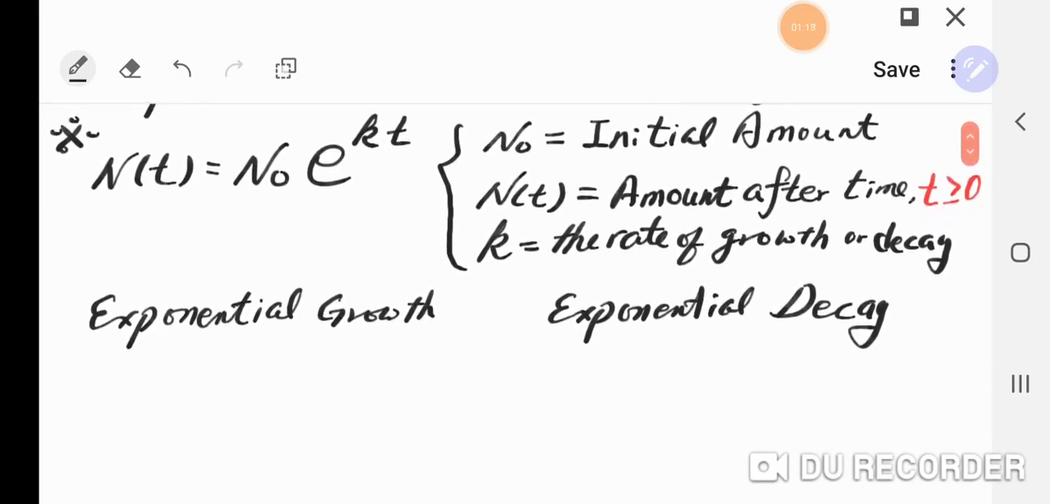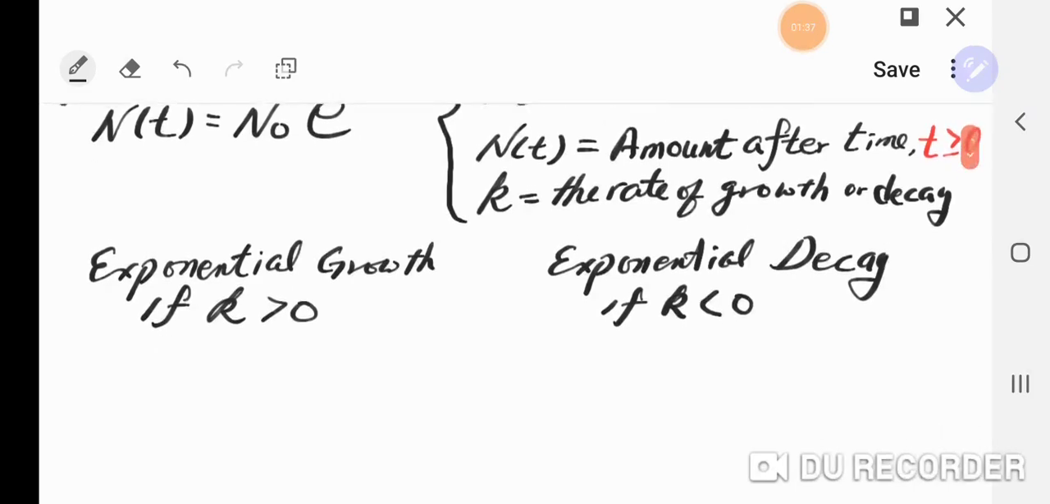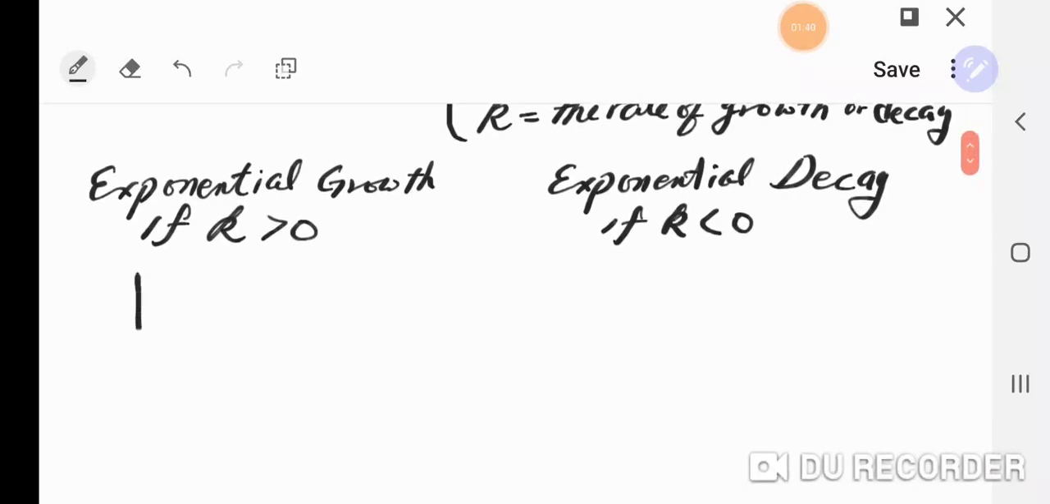So from this equation we can graph this. The graph will be an exponential growth if the value of k is greater than 0, and if the value of k is negative, less than 0, then it will be an exponential decay. So the graph looks like this. The t starts from 0, so we don't have a negative value, and this is N of t. So starting from the initial amount N0, it will exponentially increase. Exponential decay.